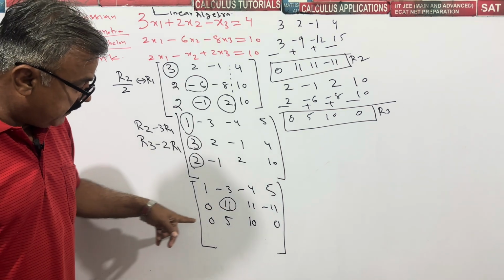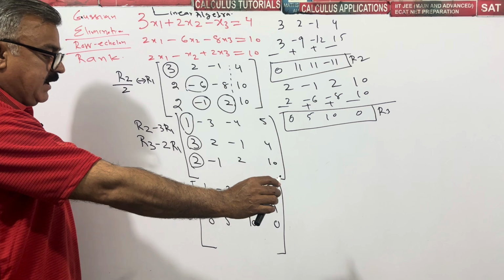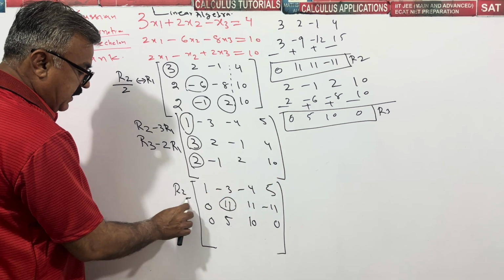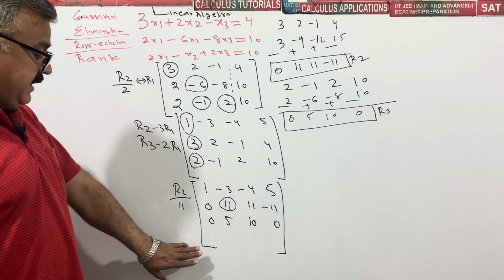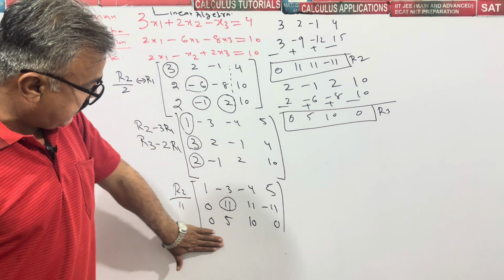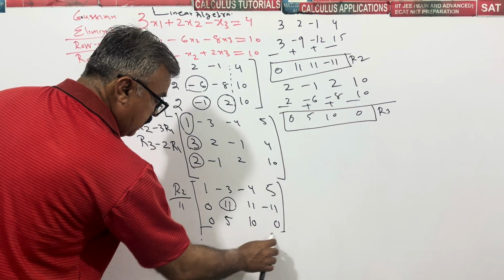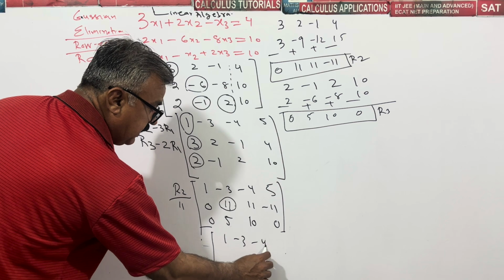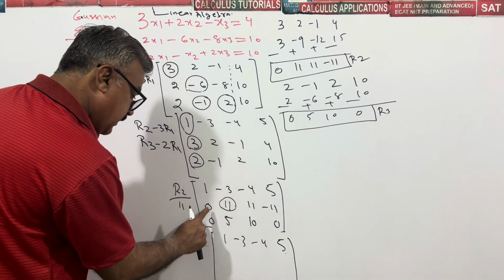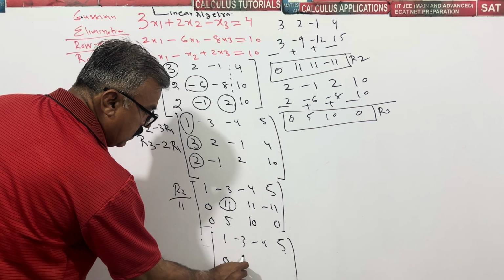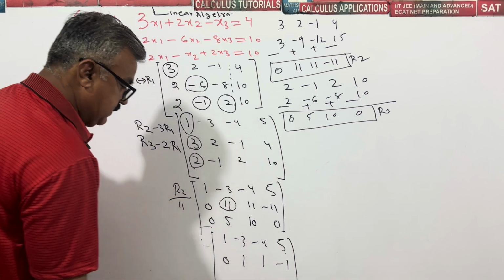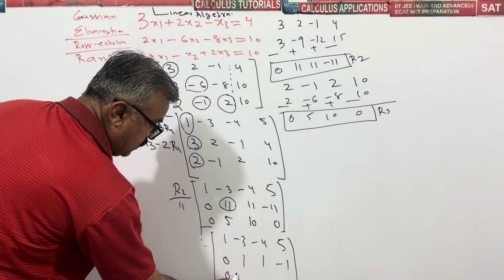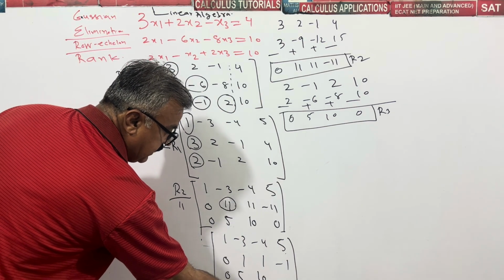If we divide by 11, there is no fraction, we are good to go. Divide R2 by 11. So we have no change in R1: 1, minus 3, minus 4 and 5. Divide R2 by 11: 1, 1, it will become minus 1. Write R3 the same: 0, 5, 10 and 0.